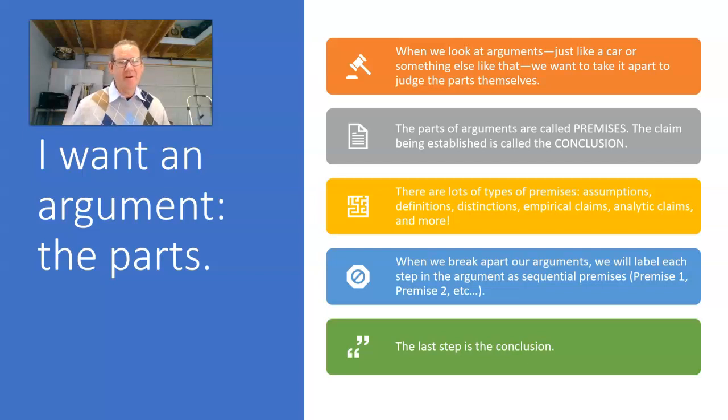The parts of an argument are called premises. The claim being established is called the conclusion. There are lots of types of premises. What I'm going to give you here, and you might want to write these down, is going to be helpful for you. It's just a short list of the main types of premises you see. I actually did a little research, like, can I find a list of the 10 most common types of premises?